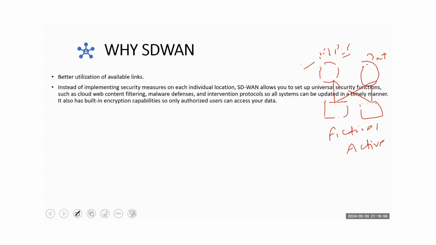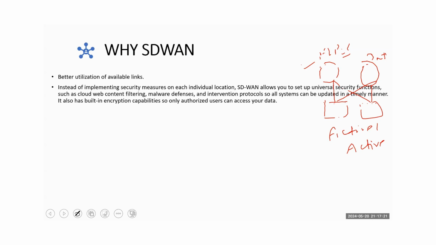The second is, instead of implementing security measures at each individual location, SD-WAN allows you to set up universal security functions such as cloud web content filtering, malware defenses, and intrusion protocols, so all systems can be updated in a timely manner. It also has built-in encryption capabilities, so only authorized users can access your data.